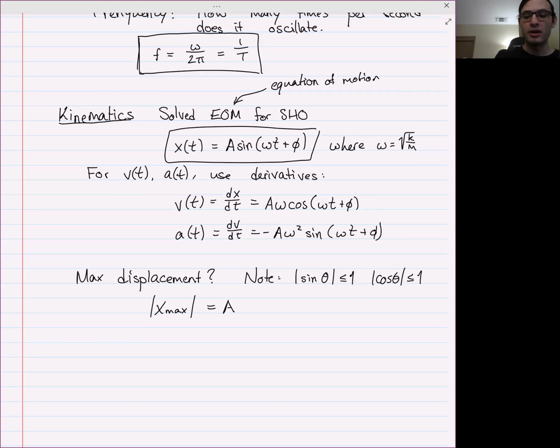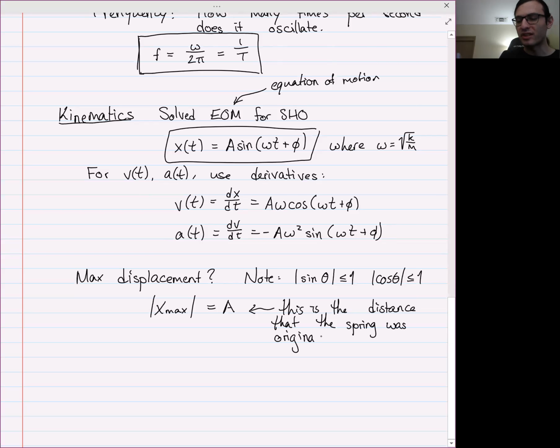So this A here is the distance that the spring was originally stretched, because it's the maximum distance that the spring is from equilibrium. We deduce that just by noting that the maximum distance is the distance that the spring was originally stretched to, assuming that it was released from rest. It has a name, and the name of that thing is the amplitude of the oscillation. It basically tells you how far the oscillation goes away from its center.